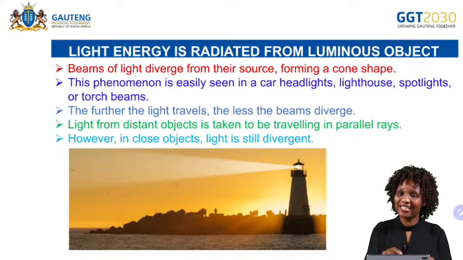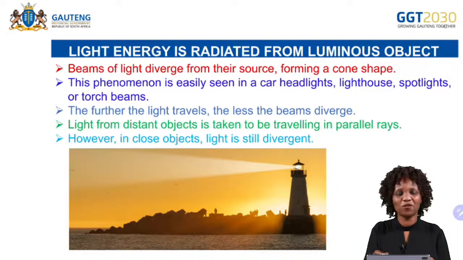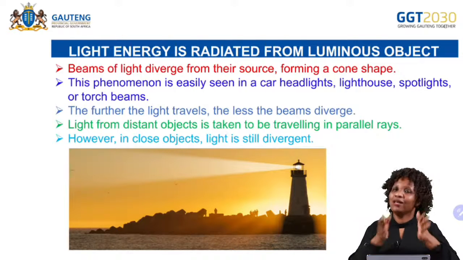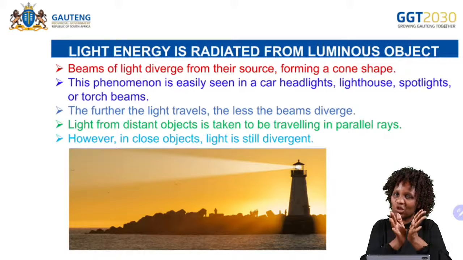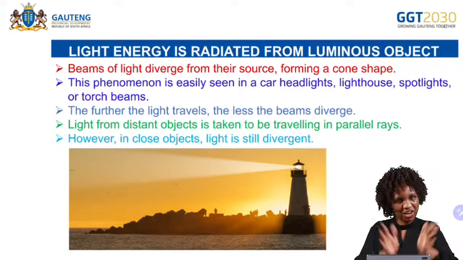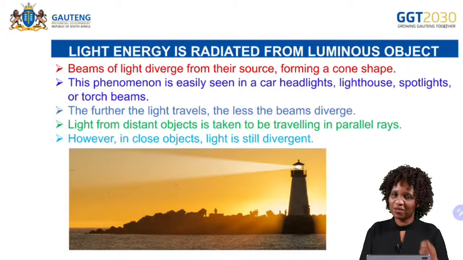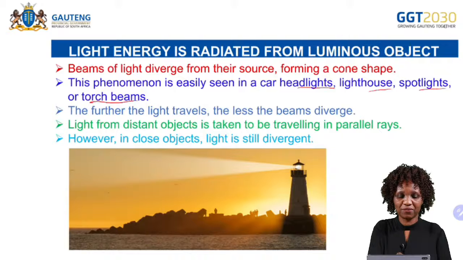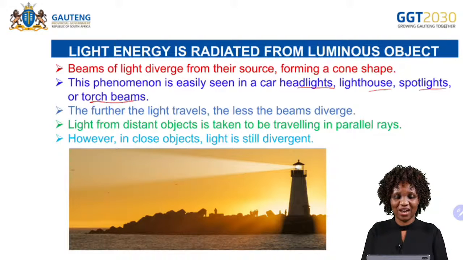Beams of light diverge from their source, forming a what? A cone shape. When we say they diverge, they will be diverging like this from the source. They diverge, forming a cone shape, grade 8. This phenomenon is easily seen in a what? Car headlights, a lighthouse, spotlights, or even torch beams. You can see this. All right.